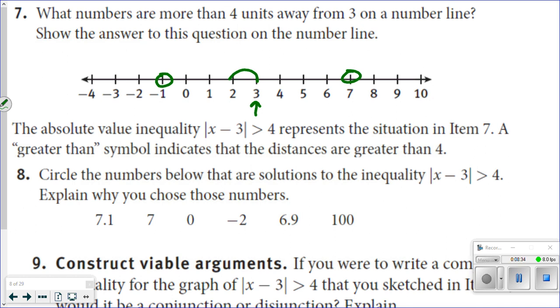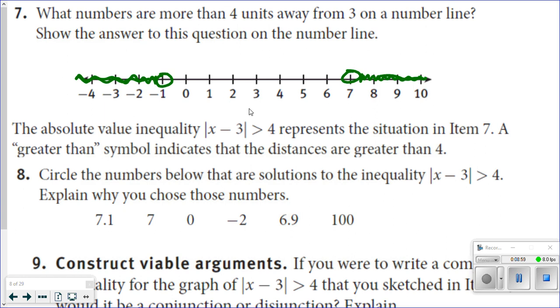Okay. What about 9? 1, 2, 3, 4, 5, 6. That's 6 units away. That's more than 4. So we're going to shade to the right. Then over here, we're shading to the left. Ooh, what do we call this? This is a disjunction based on the graph. Good job.